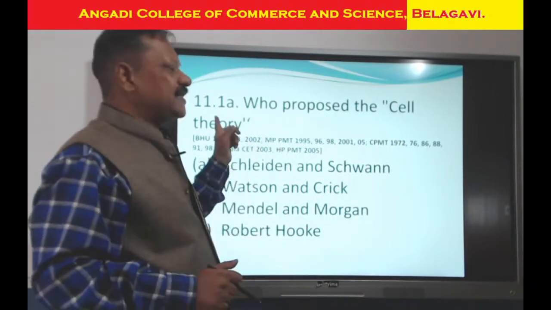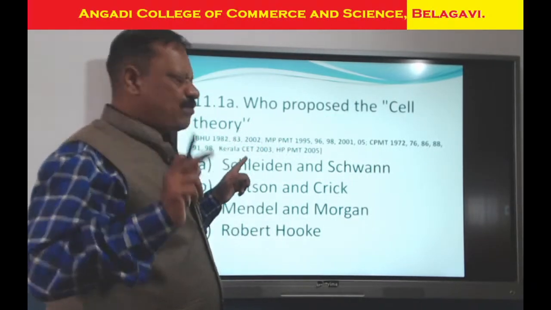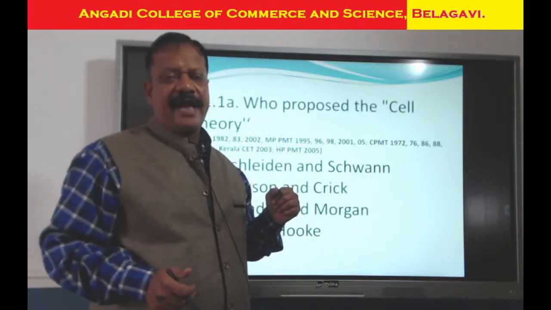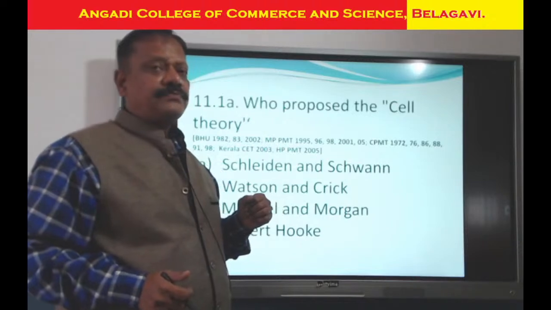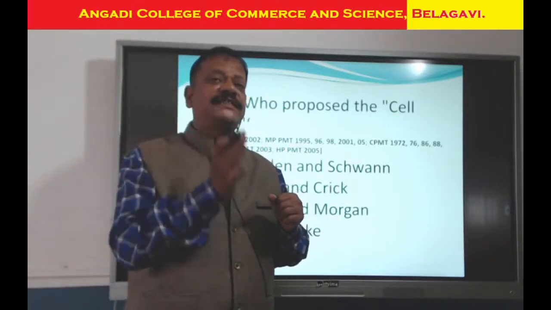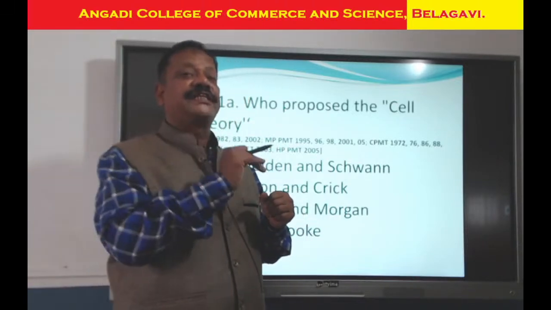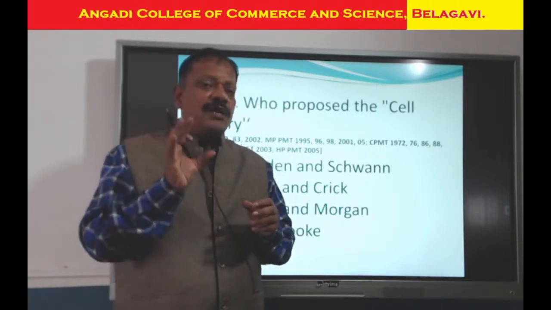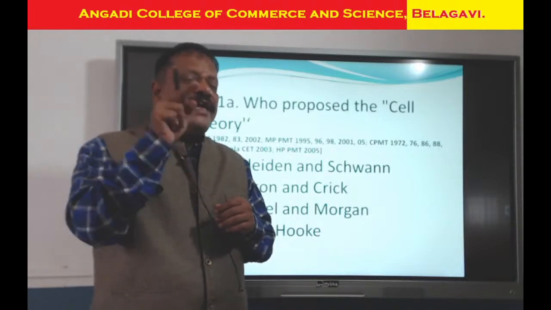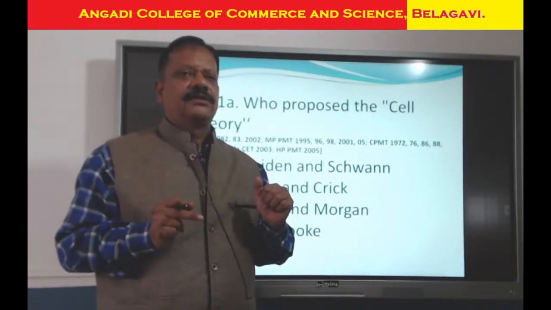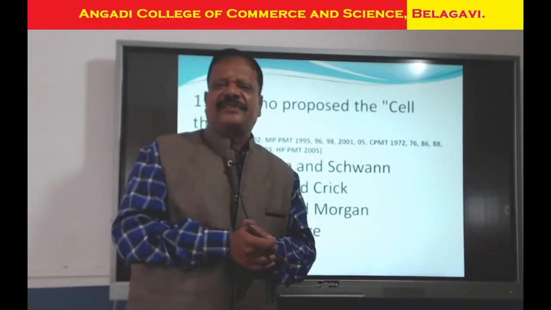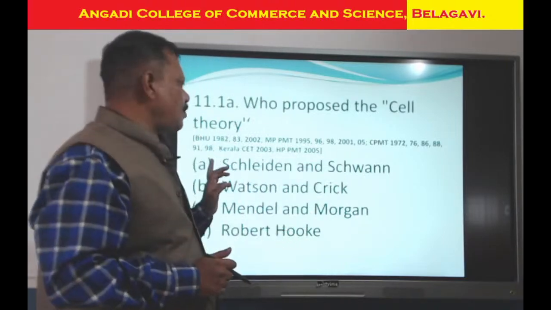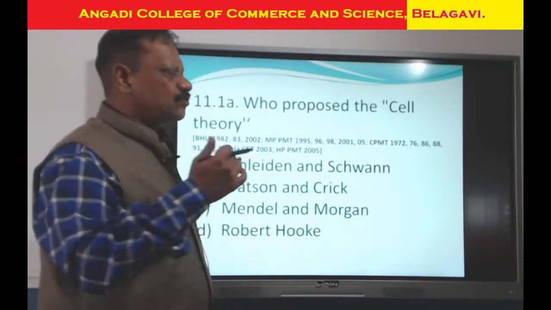Who proposed the cell theory? The cell theory was proposed by Schleiden and Schwann. They also said the cell exists from a pre-existing cell, or sometimes they said the nucleus undergoes budding and that nucleus forms the new cell. So in this way, you are studying the cell theory, but here Schleiden and Schwann is the right answer. Option A. We'll move to the next question.